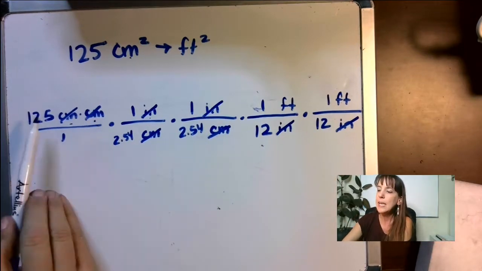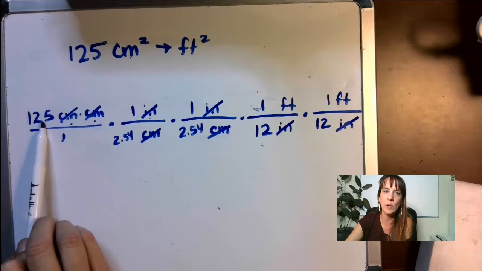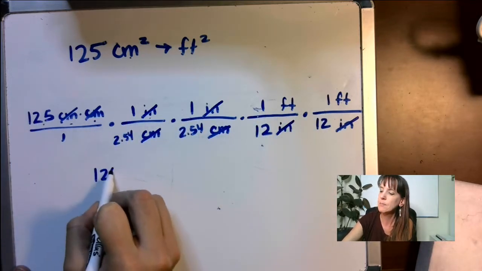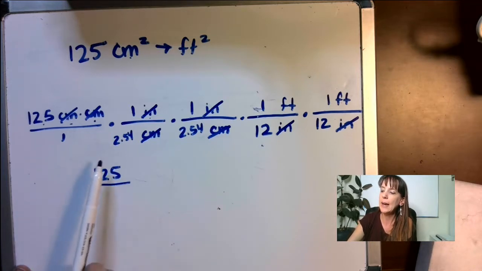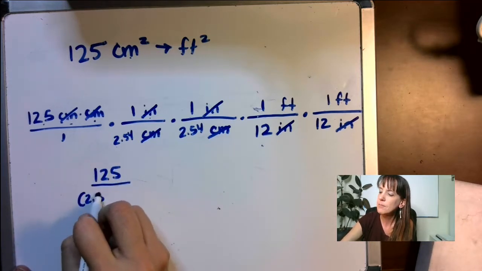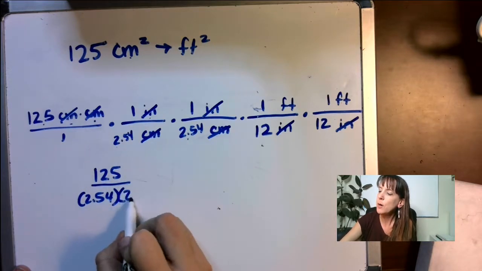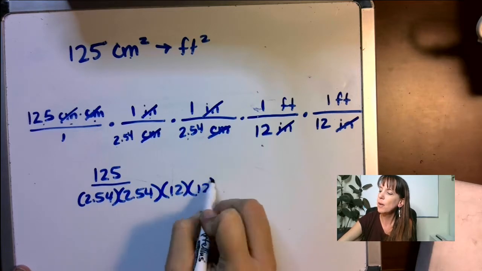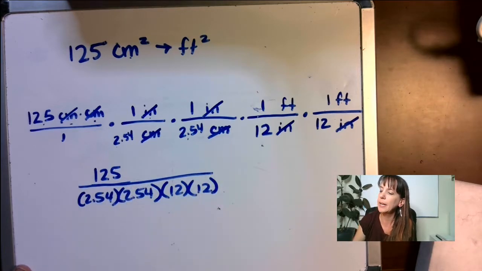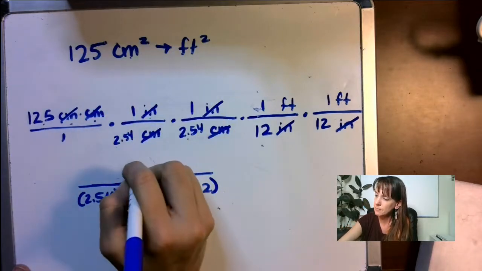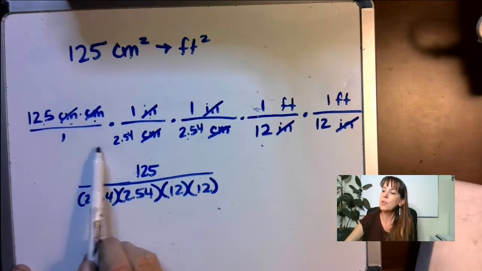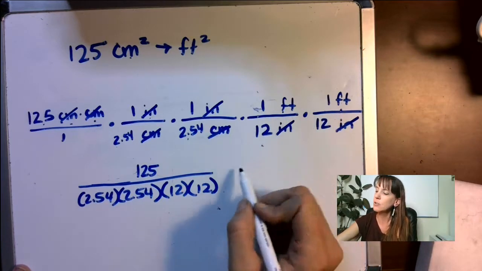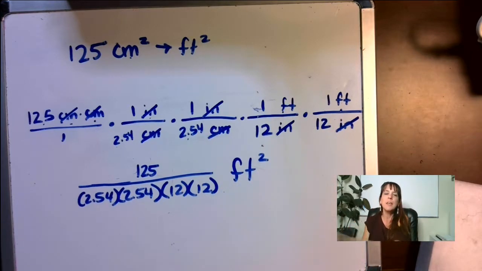Next step. We take everything on top. We've got 125 times 1 times 1 times 1 times 1. Well, that's 125, beautiful. On the bottom, we have 2.54 times 2.54 times 12 times 12. We got all of this, right? Then when you look at the bottom, we have no units left there, but we have feet here, so we have feet squared.